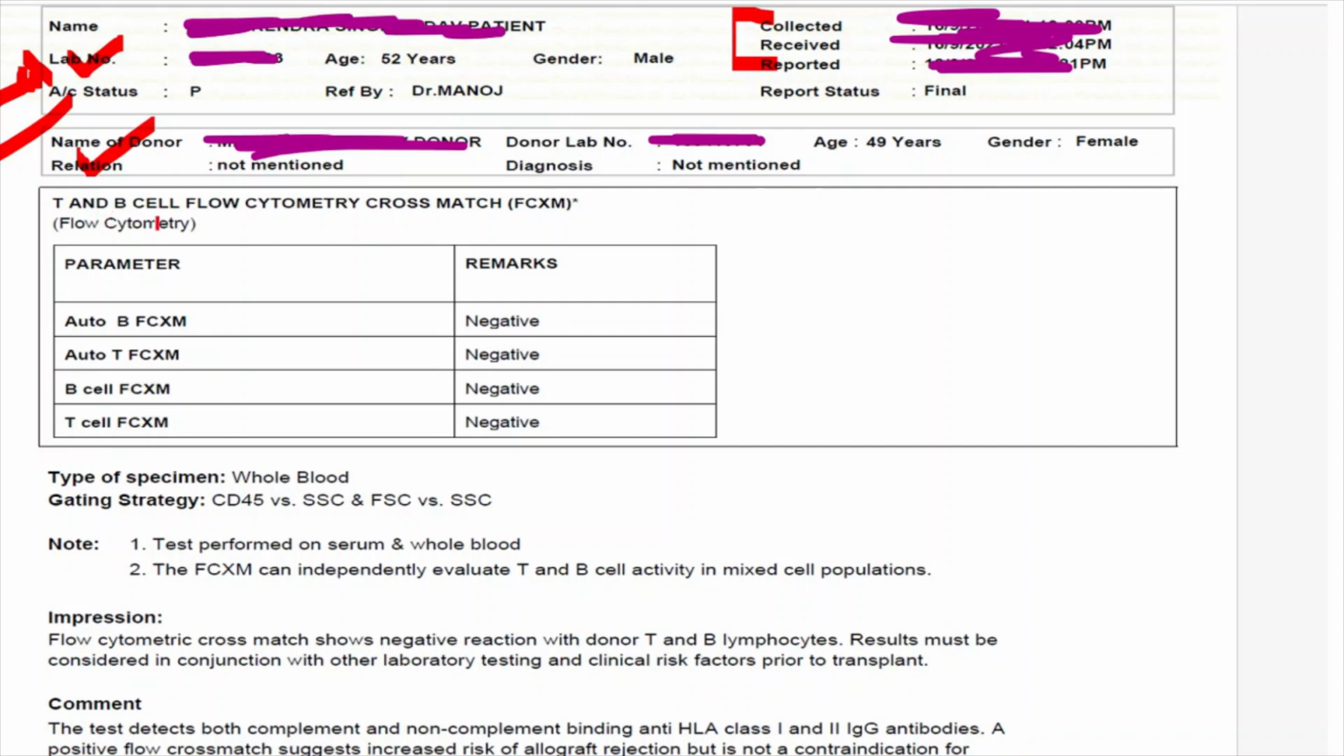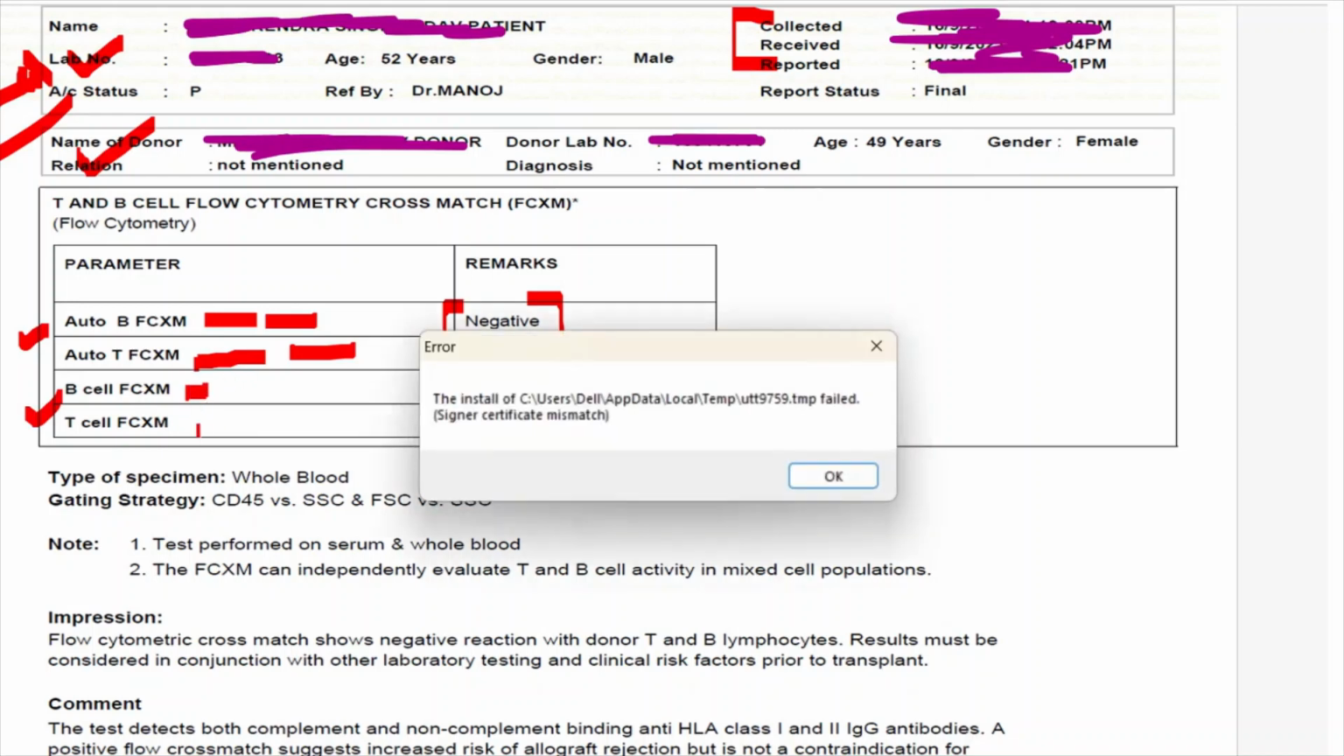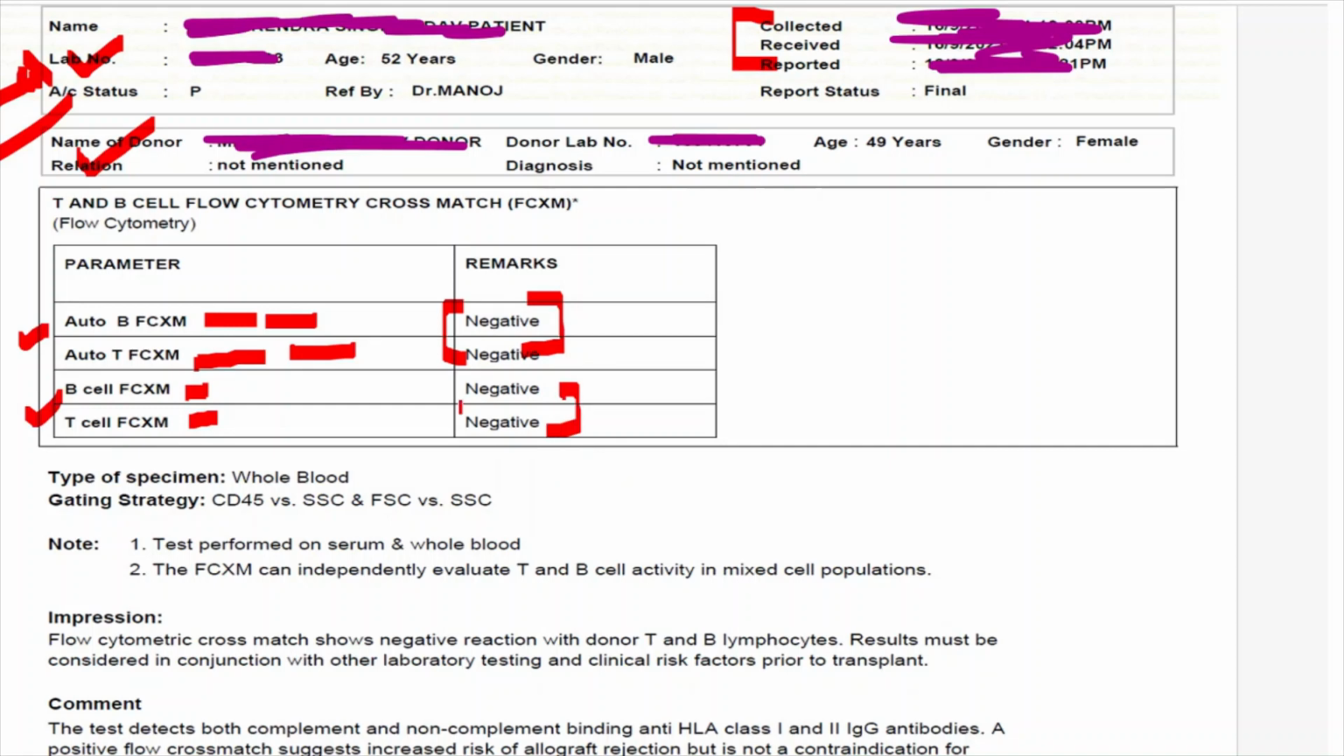The report is given as T and B cell flow cross match, auto B flow cross match. That means they are taking the recipient blood and mixing it with recipient lymphocytes, so there won't be any technical error. They are doing it for T cell also. These are negative, which means there is no technical error. They have kept a checkpoint by reacting the recipient with the recipient. Now they are doing it with the recipient and the donor, with the B cell and the T cell. Both are negative, so the flow cross match is overall negative.